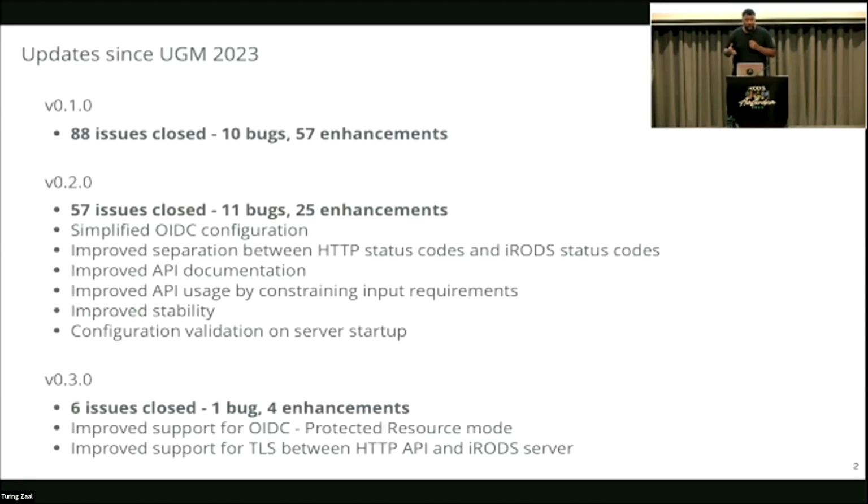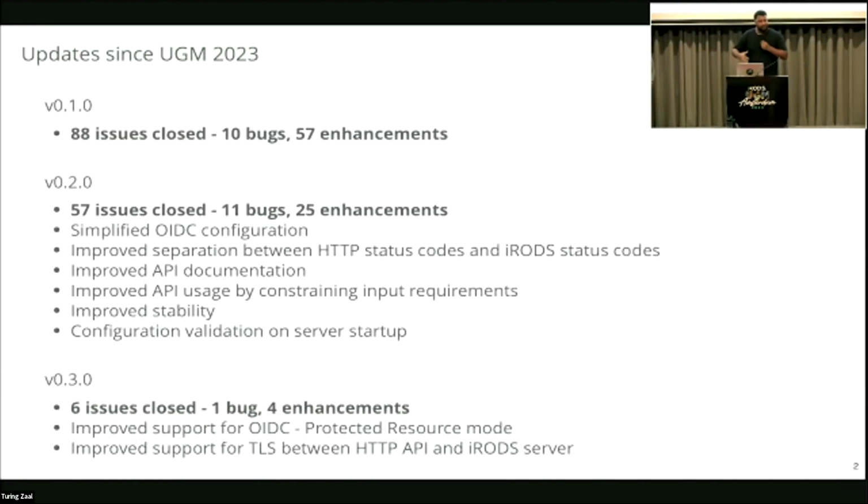We focused on improving API documentation by marking various parameters on the API as optional. We also marked the defaults for all parameters. And we also focused on improving the API usability by constraining the input requirements, right? If you've ever used the C and the C++ interface, you know that these APIs are very low level and they allow you to practically almost do anything in iRODS. So we wanted to put some guardrails around that for the HTTP API.